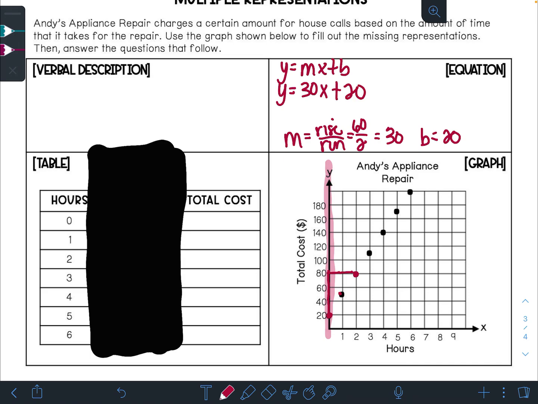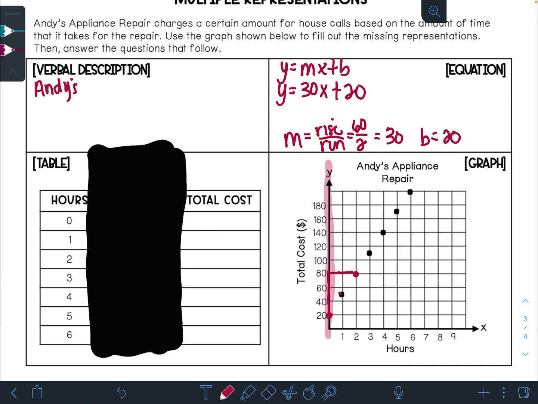So the situation up here tells us that he charges a certain amount for the house call itself, like the base amount, just to show up. And then he charges a certain amount hourly for each hour he's there. So if we want to write our verbal description, we know that that $30, because it's associated with the x, is our rate. So that's what's going to be the hourly charge. And then that $20 is what it costs him to even show up.